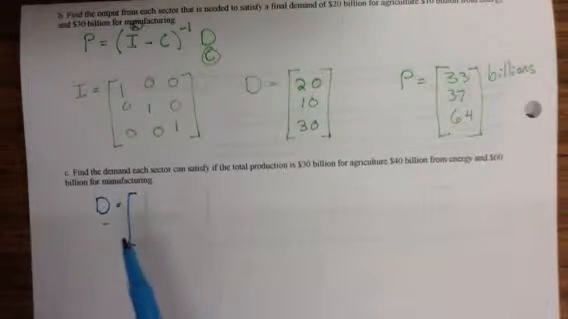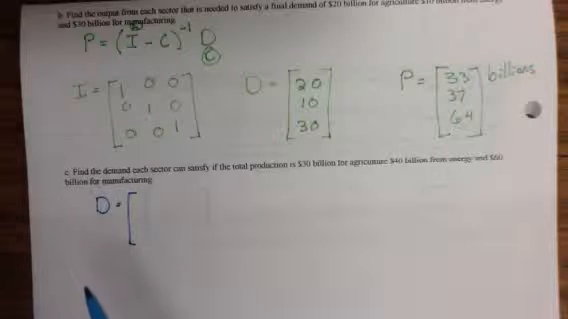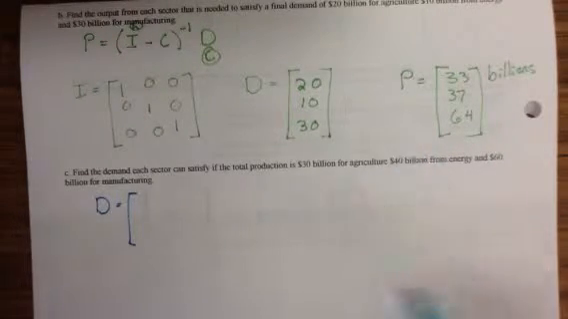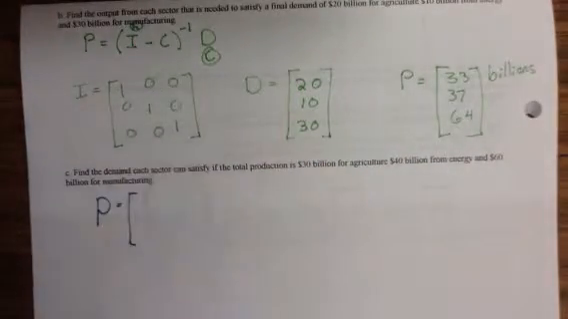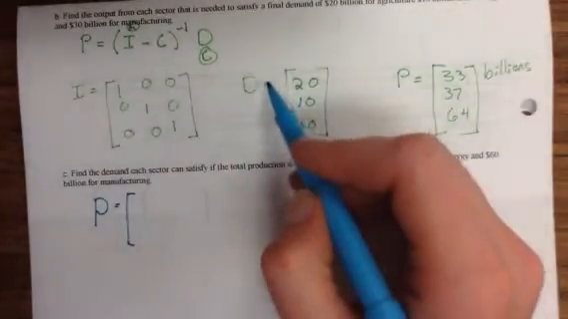Okay, so this next part of the problem is a little bit different, just in the fact that we are not going to be solving for our production this time. We're going to be solving for our demand. So this is going to be a P. This is going to be a matrix P, not D this time. So our production matrix was given to us. We have to find this new demand matrix.